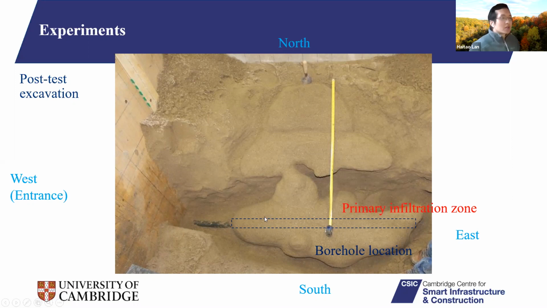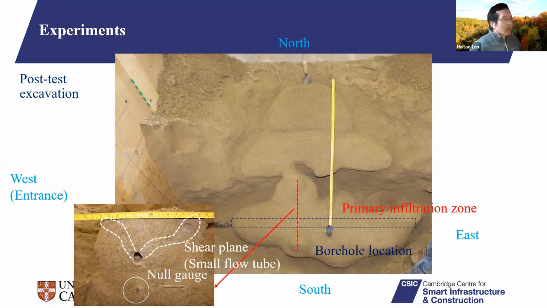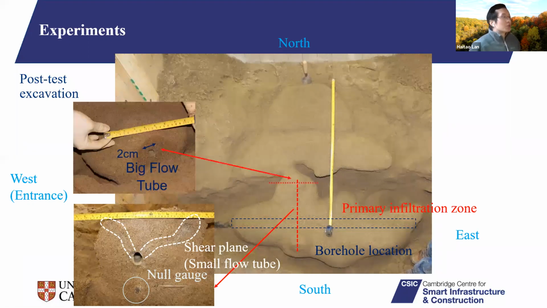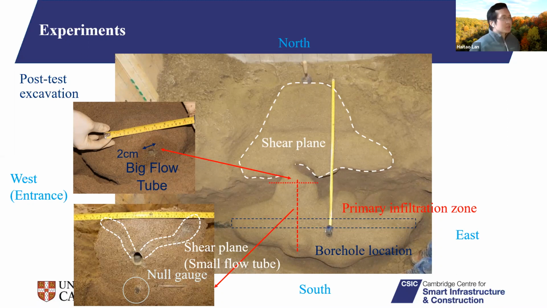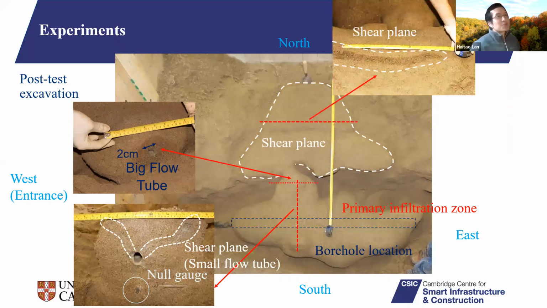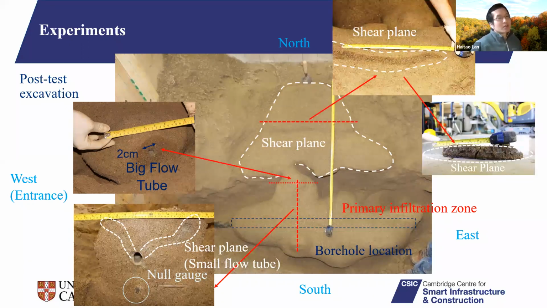Around the borehole, you can see there's a large volume of primary infiltration zone. We cut a cross section there, and you can see there are 2 small flow tubes. Mud travels through one of them, the small flow tube on the right, through a big flow tube to a large area of shear plane. This shear plane is like sand ridges, with mud traveling in the middle, a few millimeters to the mud exit location close to the north side of the pit.